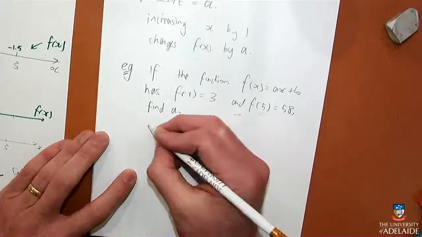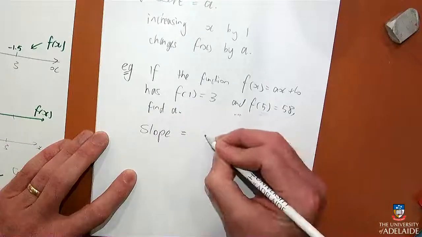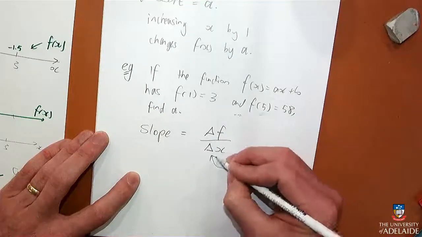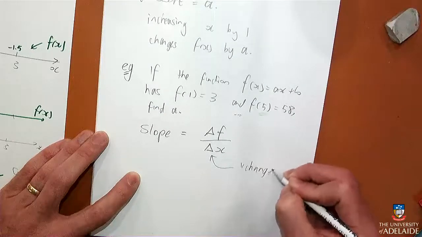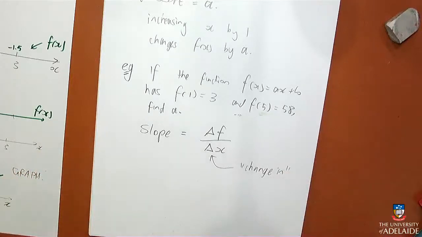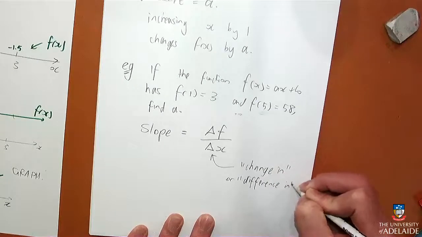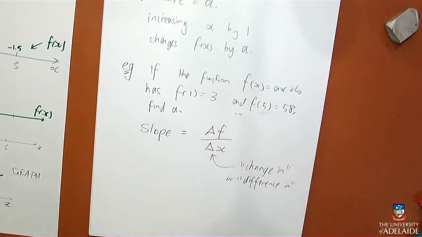So I can say that the slope is the change in f divided by the change in x. This is the Greek letter delta, and it stands for change in. The reason it's the Greek letter delta is because in Greek it makes a d sound like the English D does, and when it was originally invented they called it D, because it stands for difference in. Okay, so it's the change in f divided by the change in x.